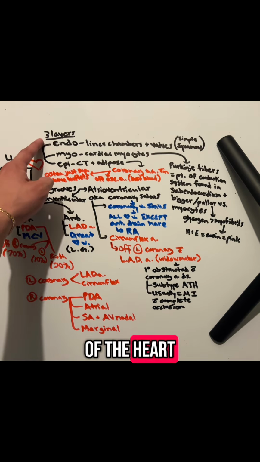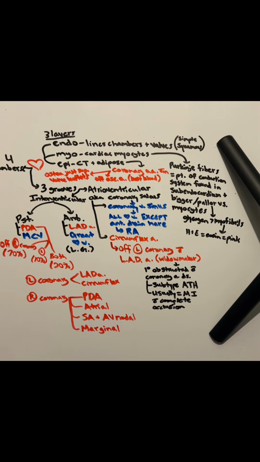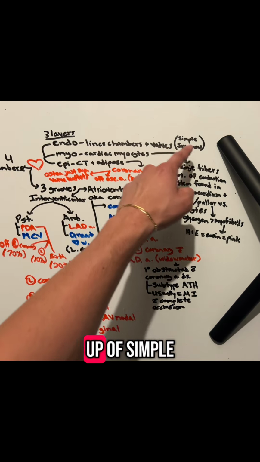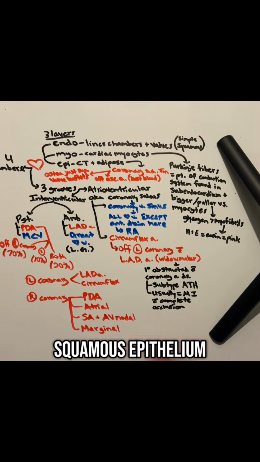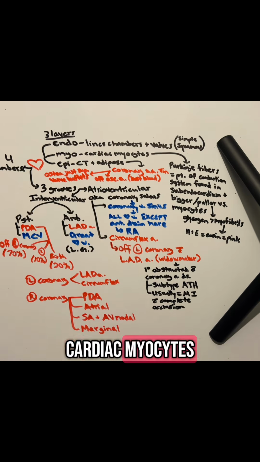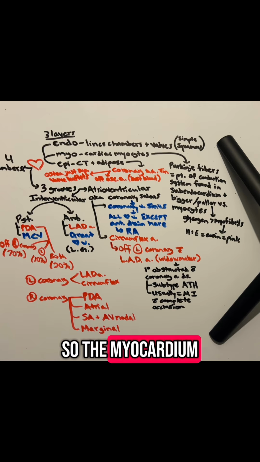The 3 layers of the heart are the endocardium, myocardium, and epicardium. The endocardium lines the chambers and the valves, and it's made up of simple squamous epithelium. The myocardium is made primarily of cardiac myocytes, and the myocardium is the bulk of the heart. So the myocardium is the thickest layer of the heart.